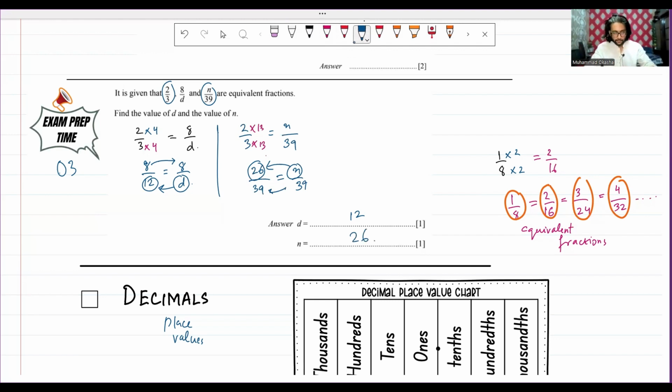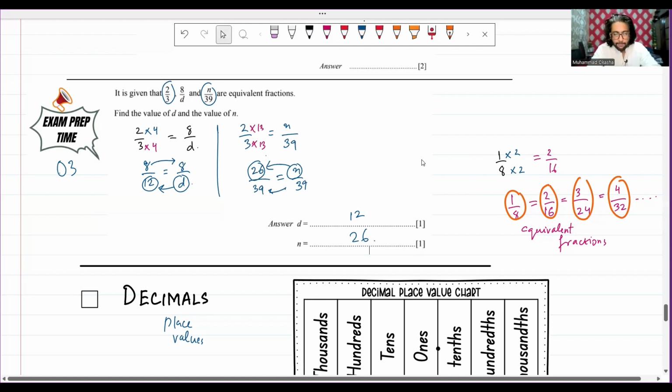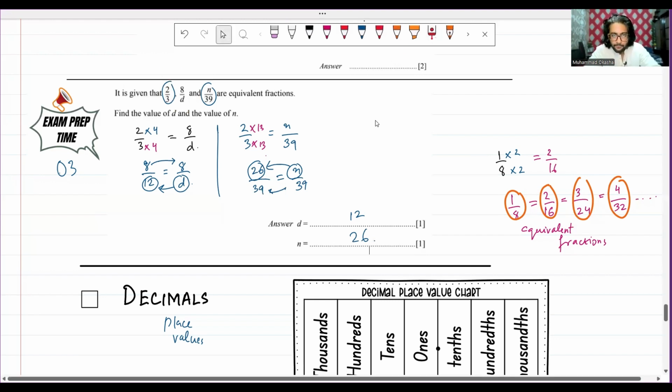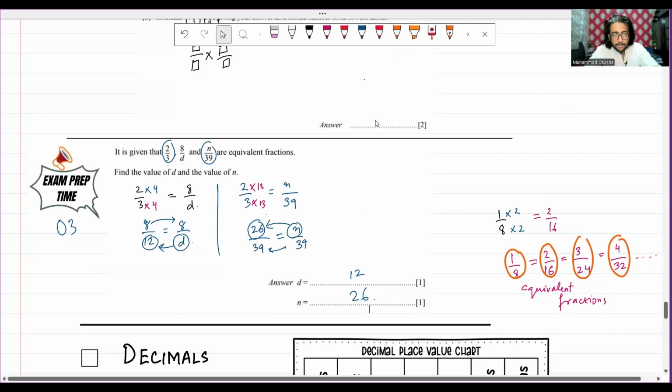So we cleverly use the idea of equivalent fractions to find the missing parts. For example, this one is equivalent to this one, and this one is equivalent to this one. So I would use the complete one to find out the missing parts of these other friends. I hope it makes sense.